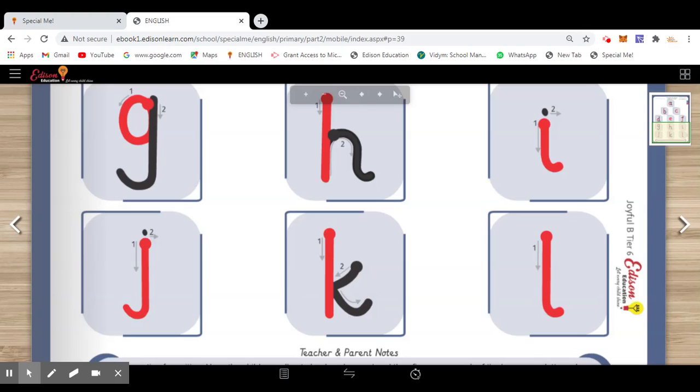And what is the phonic sound of letter K? K. K is a phonic sound of letter K. So let's listen to its phonic song. K, K, K.